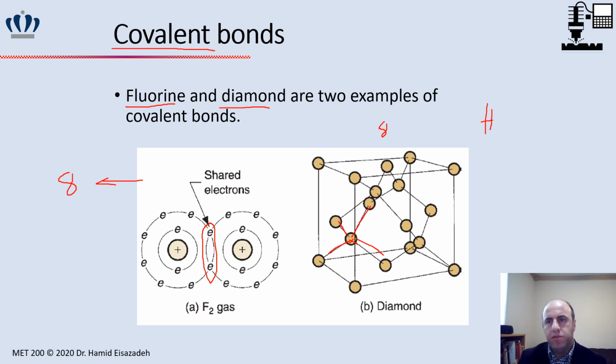Hardness is high, and the electrical conductivity is low. You can imagine how hard the diamond is. It is just because of the covalent bond it has.